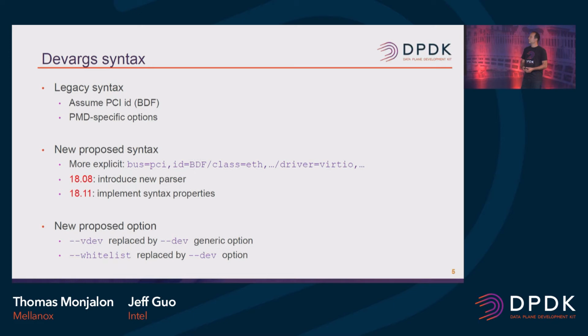This syntax got some early work in 18.08 to be parsed, and now it's time to implement it with all the properties we want to see with this syntax. And when it is implemented, we can imagine using maybe a new option with this syntax to replace the vdev option and the whitelist options, which are the first users of the devargs syntax.